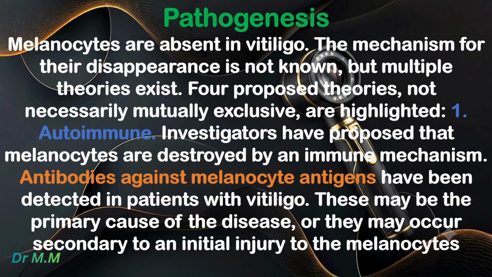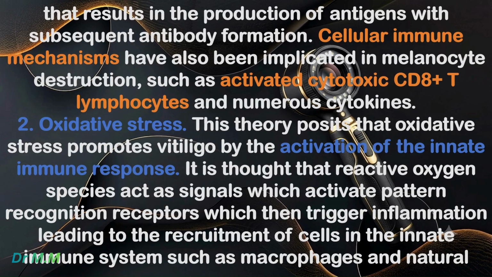Pathogenesis. Melanocytes are absent in vitiligo. The mechanism for their disappearance is not known, but multiple theories exist. Four proposed theories, not necessarily mutually exclusive, are highlighted. 1. Autoimmune. Investigators have proposed that melanocytes are destroyed by an immune mechanism. Antibodies against melanocyte antigens have been detected in patients with vitiligo. These may be the primary cause of the disease, or they may occur secondary to an initial injury to the melanocytes that results in the production of antigens with subsequent antibody formation.